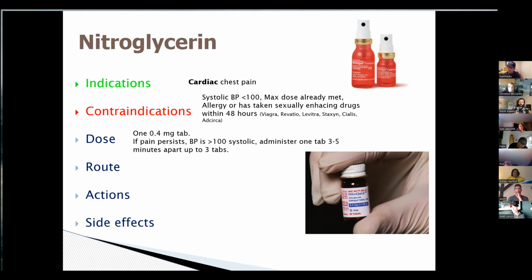Besides that, we can give up to 3 tablets, 3 to 5 minutes apart, and that's only if the pain is persisting. Just because we can give up to 3 doses, we don't need to. It is based off of how the patient is feeling. So if they've got a 10 out of 10 chest pain and don't meet any contraindications, you assist them with their first pill. Their pain is still 10 out of 10, 3 to 5 minutes later, you can assist another one as long as their blood pressure is still good.